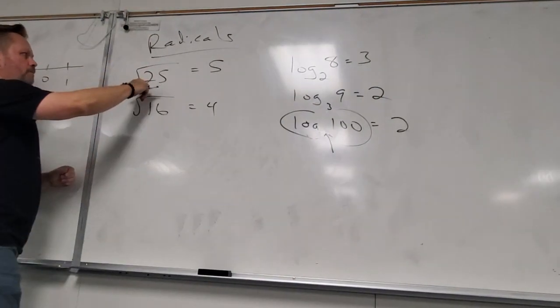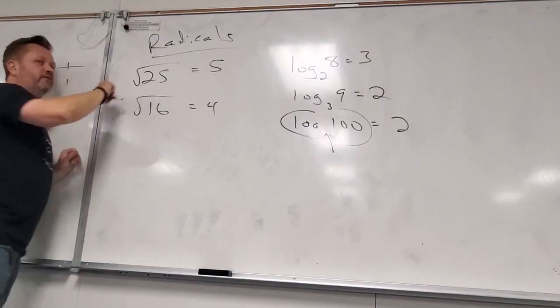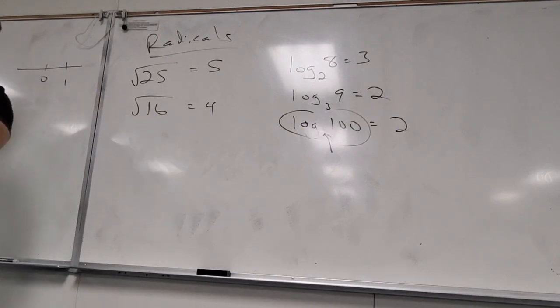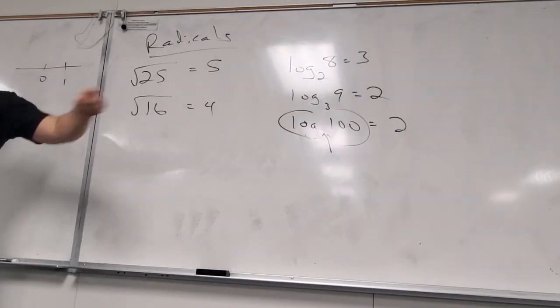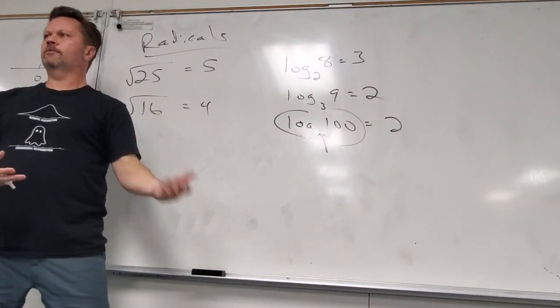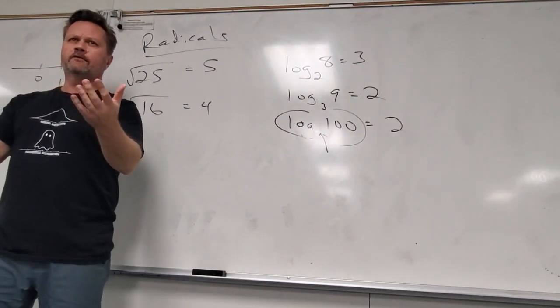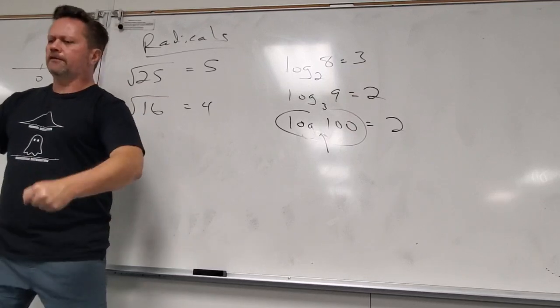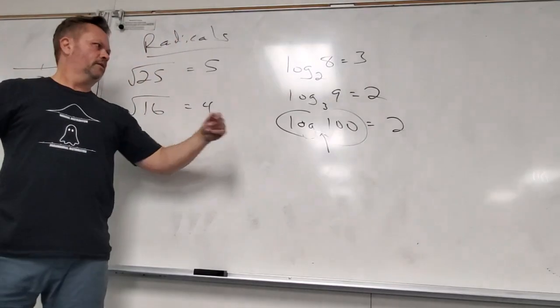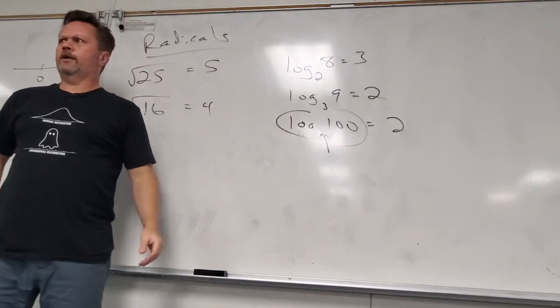So square root, this is a 2. We never write the 2 because we just know it's a 2, since it's the most commonly used radical. Log, we don't put the 10. It's the most commonly used logarithm. You ever heard of decibels? Very often they talk about a rock concert versus a jackhammer, right? The decibels, the amount of sound, also uses a base 10 logarithm.